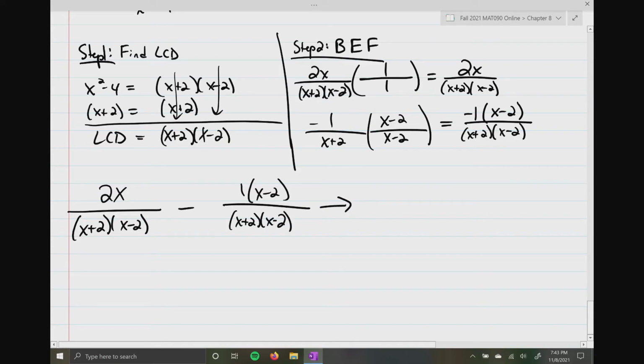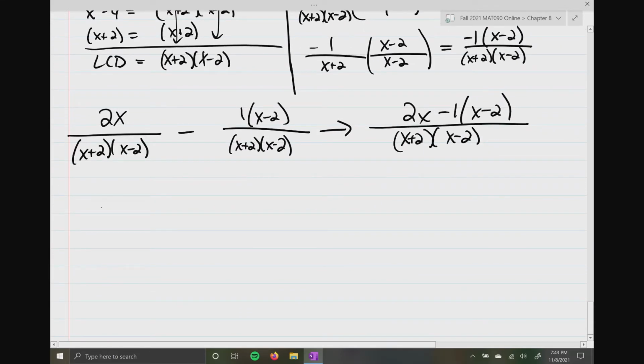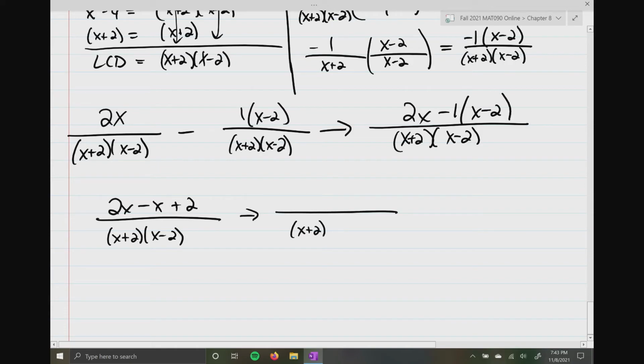All right. And now I'm just going to write one big fraction with one denominator and one numerator. From here, I'm going to go ahead and distribute. So I get 2x minus x plus 2 all over x plus 2 times x minus 2. That's going to give me, in my numerator, 2x minus x is x plus 2. And now, remember, you have to ask yourself, can you factor the numerator? Well, in this case, the answer is no.